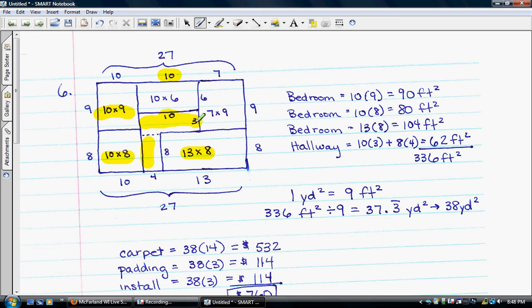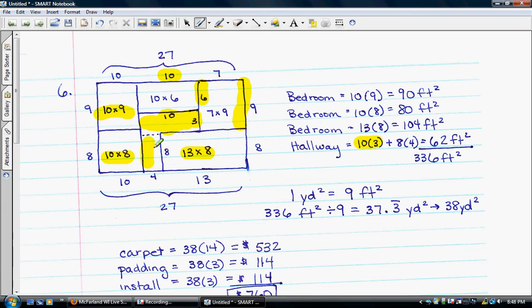Then the way I figured out that this side was 3 was I knew that this entire part is 9, and this part is 6. So if I do 9 minus 6, I get that that dimension is 3. So to figure out the area of this top part of the hallway, we need to do 10 times 3.